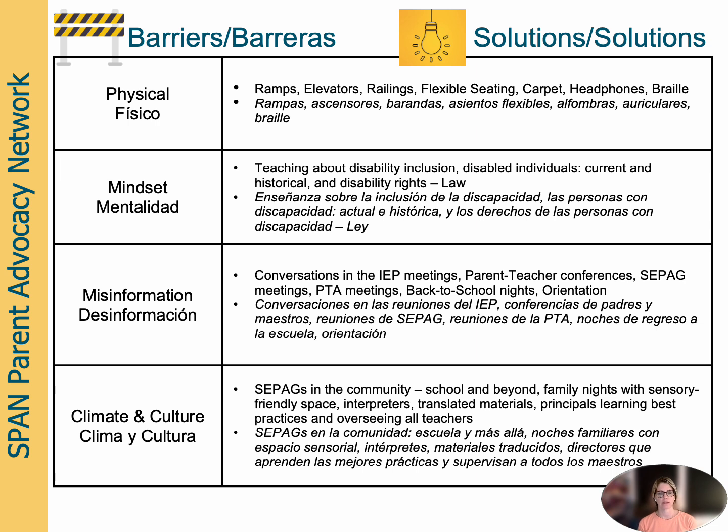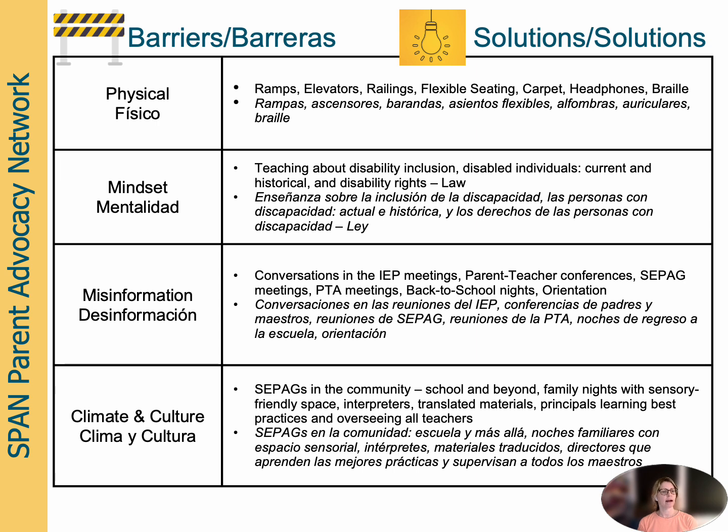These are things to think about in all different settings and situations. So to start, the physical barrier. The solution to these physical barriers would be ramps, elevators, railings, flexible seating, carpet, headphones, braille, any of those types of things can be helpful to provide greater access and inclusion for students.